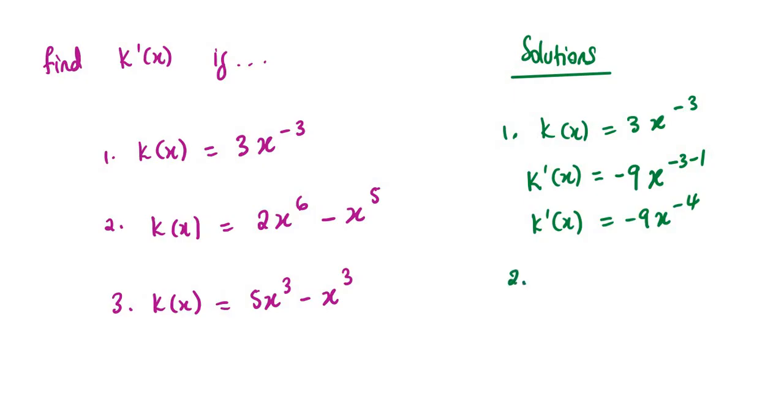Number 2. Now for number 2, what you must realize is that it's 2 terms. So I must write all of them first. 2x to the power 6 minus x to the power 5. Now, I'm still going to apply the rules, so that's why I'm writing k prime of x. And then I'm going to say here, the coefficient is what? The coefficient is 2. What about the exponent? The exponent is 6. I multiply the coefficient and the exponent. 2 multiplied by 6 is 12.